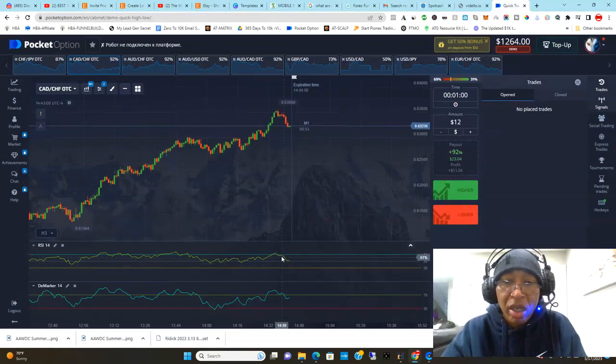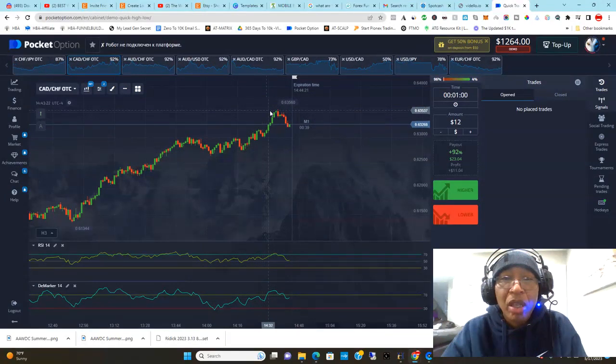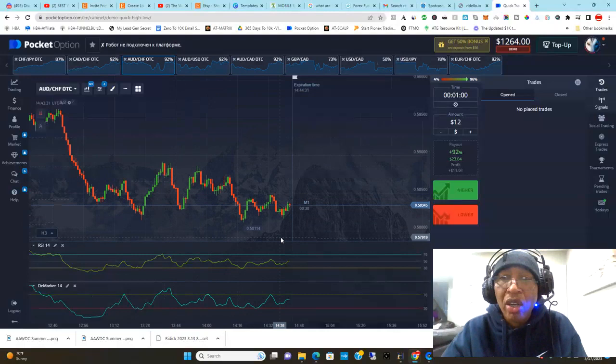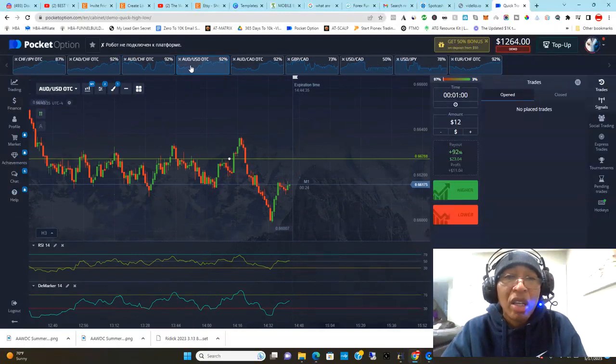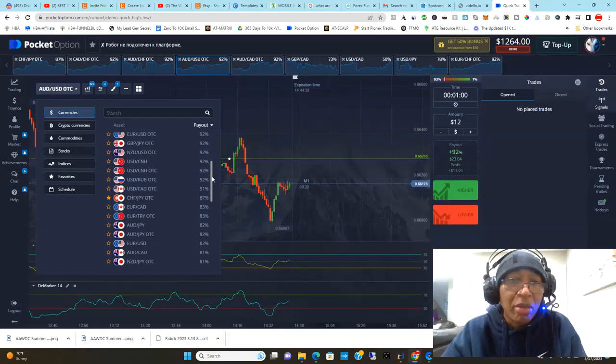Here you can see this one has come down, and it is just lying in the middle here, okay? And if we draw our support and resistance lines, we see some support there and some resistance up here. So it's just in the middle, okay? A lot of indecision. That one is going up and down.